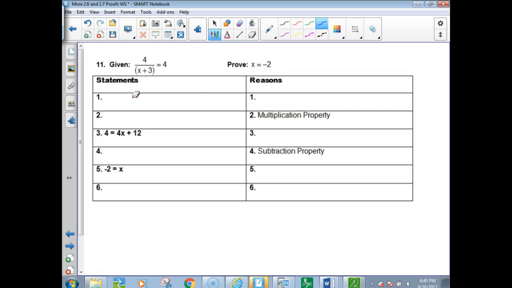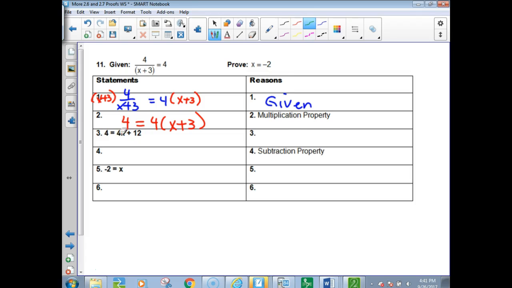Last one, I did help the students start up this problem because I was concerned that some people may not understand what the multiplication property is saying. If you multiply both sides by x plus 3, so essentially we're doing this by multiplication property, that would cancel out the x plus 3's here, and you'd end up with 4 equals 4 times in parentheses x plus 3. So you multiplied by x plus 3 on both sides. That is the multiplication property.